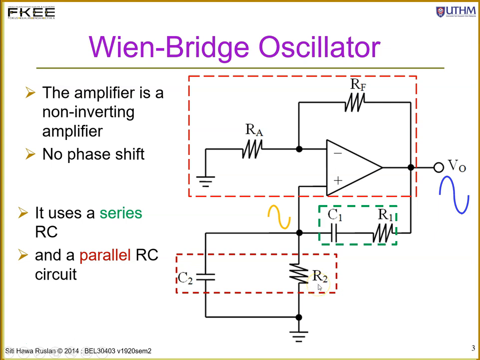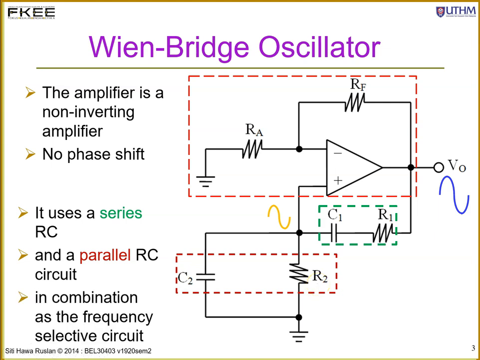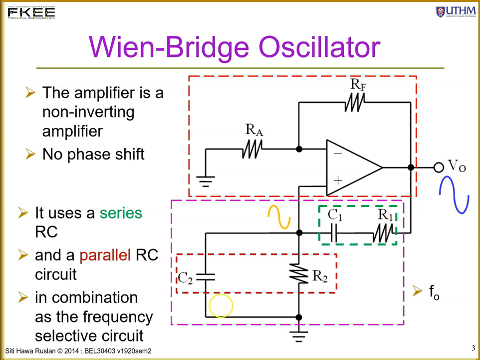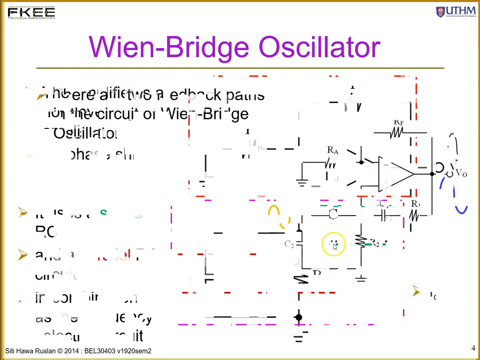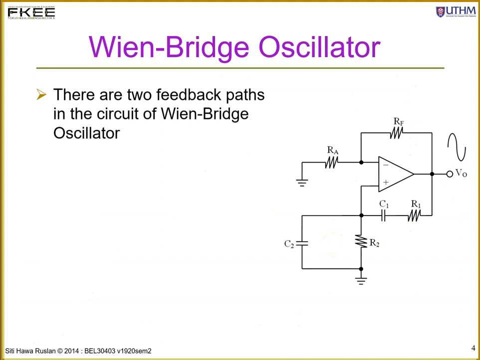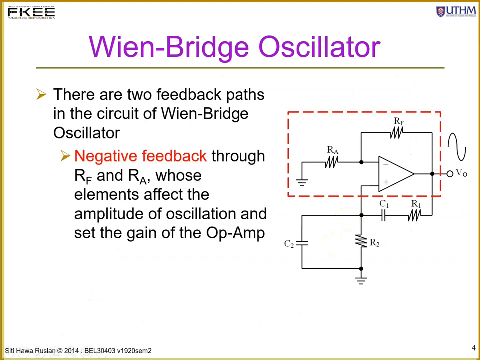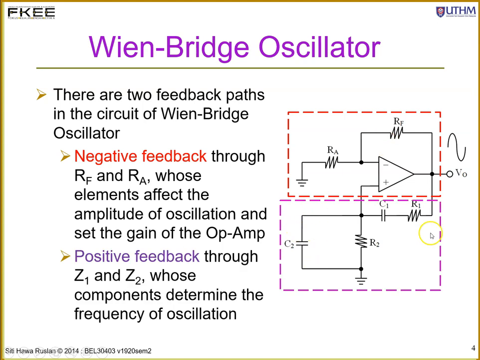So Wien bridge oscillator is an RC oscillator, and both of these series and parallel RC are combined, and this will determine the frequency of oscillation F0 for this circuit. And Wien bridge oscillator consists of two feedbacks. The first part is the negative feedback, comprised of the amplifier. It is a non-inverting amplifier, and the other part is the positive feedback. So if you look over here, VO is taken and fed to the positive terminal of this circuit. So this is the feedback network and this is the amplifier.